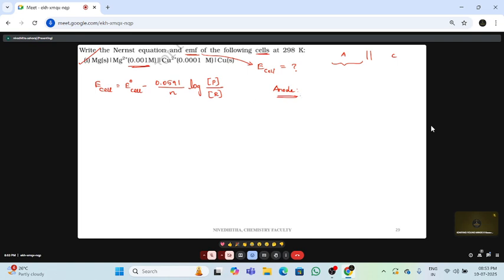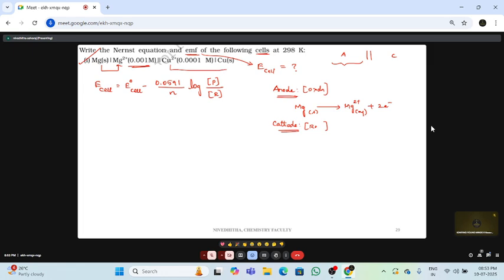Magnesium is anode. So the anode reaction is just the oxidation reaction. So magnesium will get oxidized to Mg2 plus. Magnesium is in solid state. It loses 2 electrons to get converted into Mg2 plus, which is in aqueous medium. And the cathode is copper, where reduction occurs.